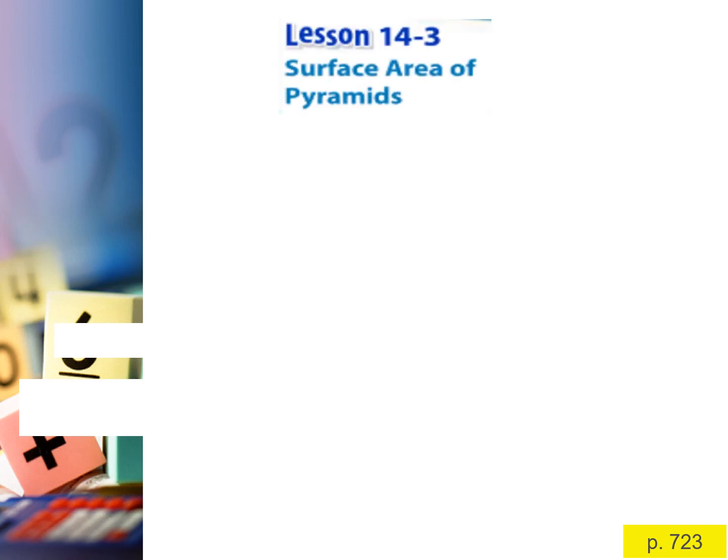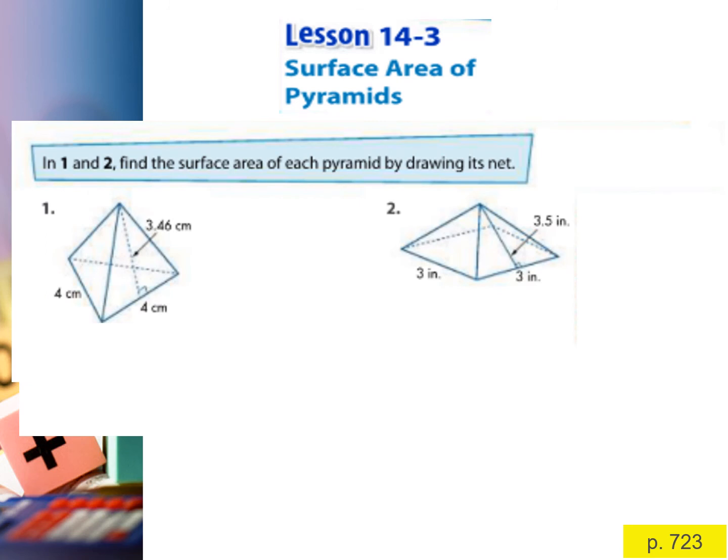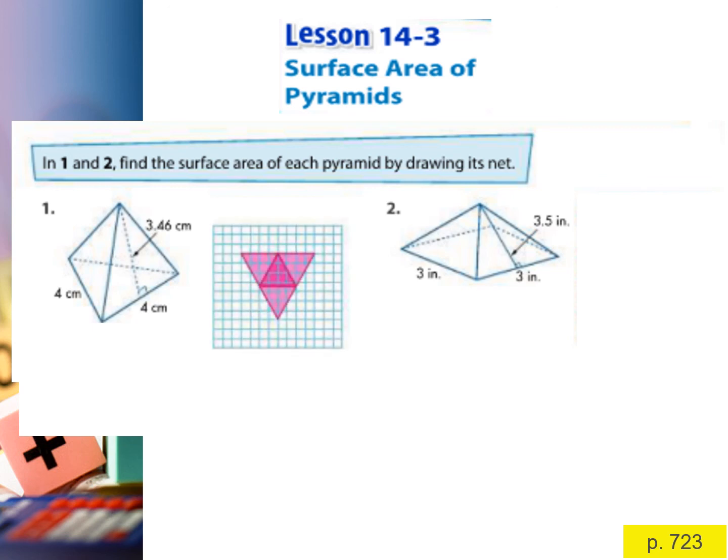This time, let's have page 723 of your textbook. So it says here, in numbers 1 and 2, find the surface area of each pyramid by drawing its net. So given number 1 is the triangular pyramid. So here's the net. And to find its surface area, we will use the formula SA equals 4 times T. T stands for the area of one triangle.